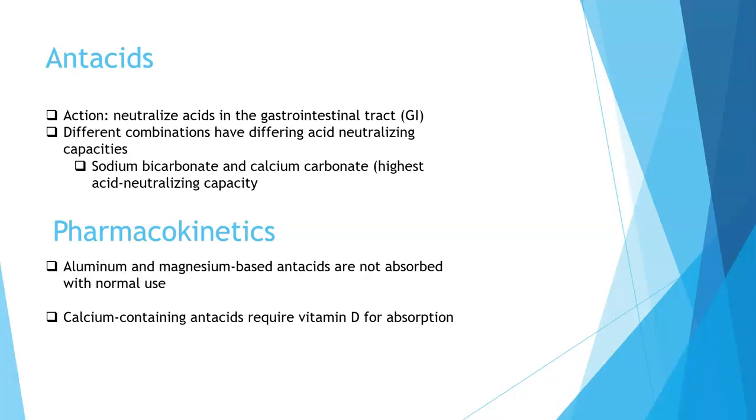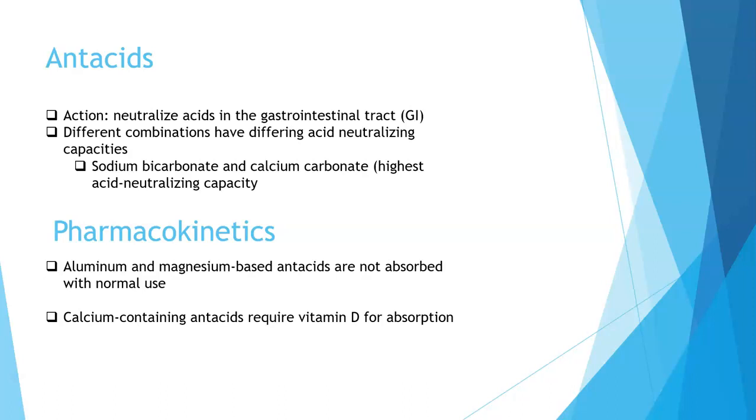Okay, so we'll start off with antacids. They neutralize the acids in the GI tract. There are different combinations that have differing acid neutralizing capacities, like sodium bicarb and calcium carbonate. Those have the highest acid neutralizing capacity.